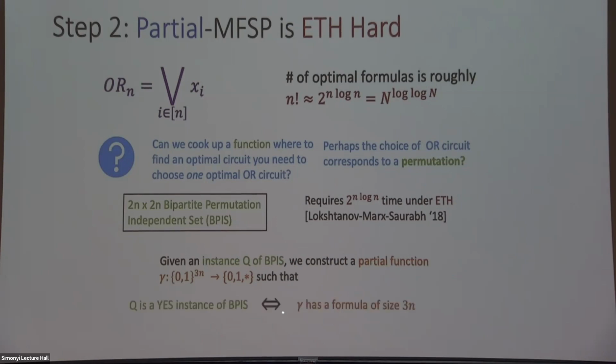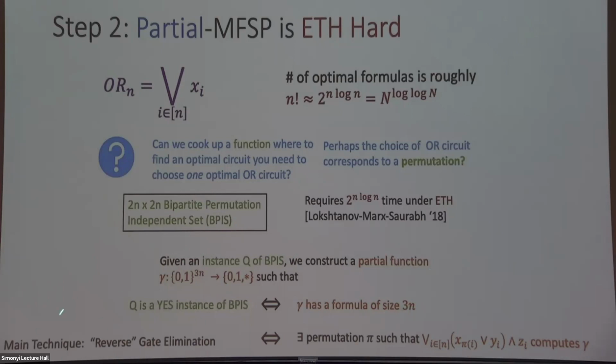What you get is that you have a yes instance of bipartite permutation independent set if and only if this partial function has a formula of size 3n. If you're interested in what that formula looks like, it's not so crazy. There is some permutation problem, and the formula that computes this partial function is going to involve some permutation down here, and this is the hidden OR that we're talking about. The thrust of the proof is based on gate elimination with some twists on it. Okay, are there any questions about this?